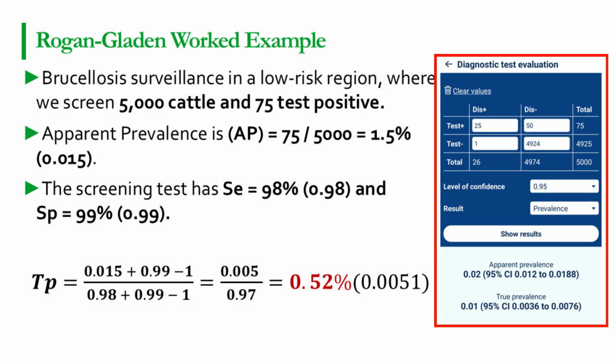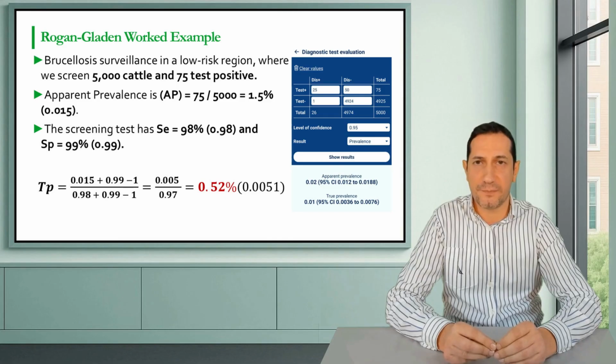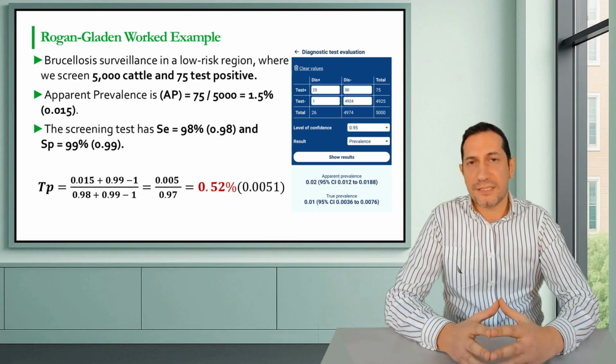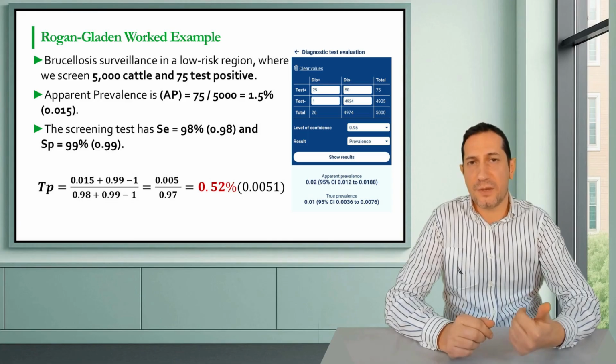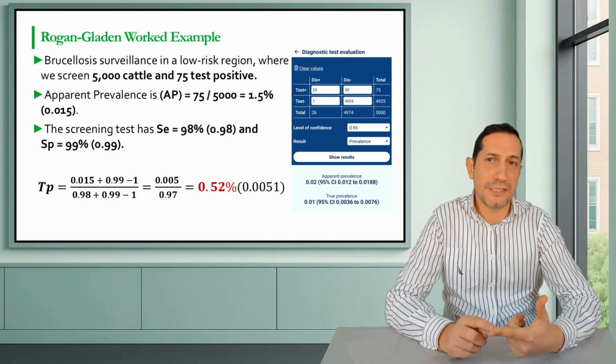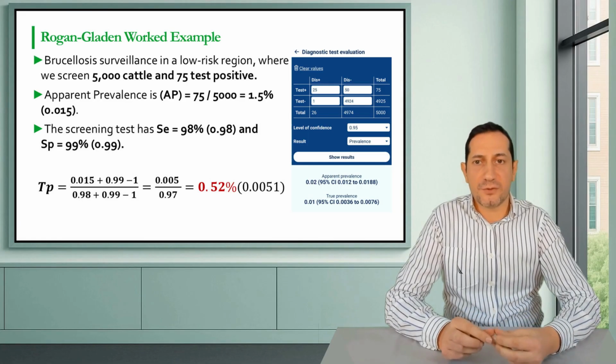The EpiToolbox calculator and displayed confidence intervals reinforce that these are statistical estimates with uncertainty, not single truth values. The program implication is immediate. Policy based on apparent prevalence alone can seriously overestimate disease burden and misdirect resources.